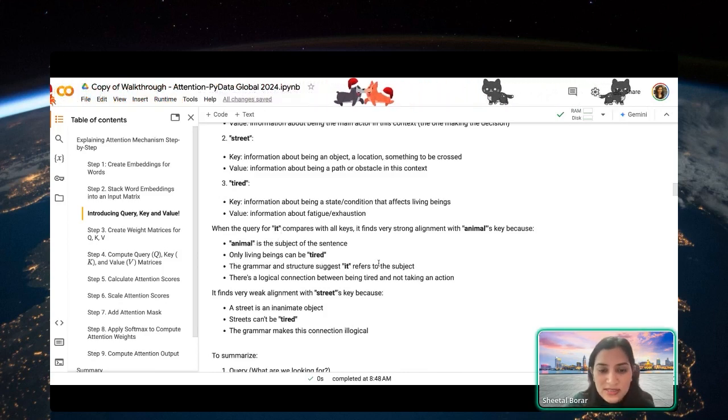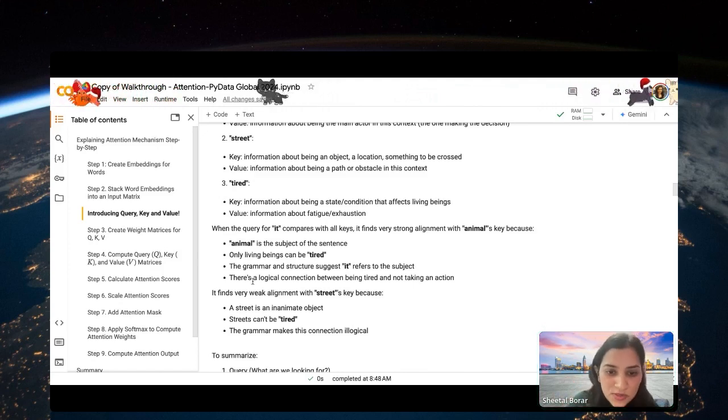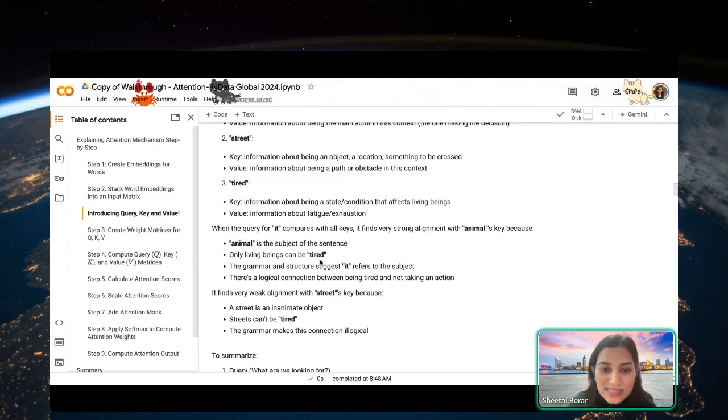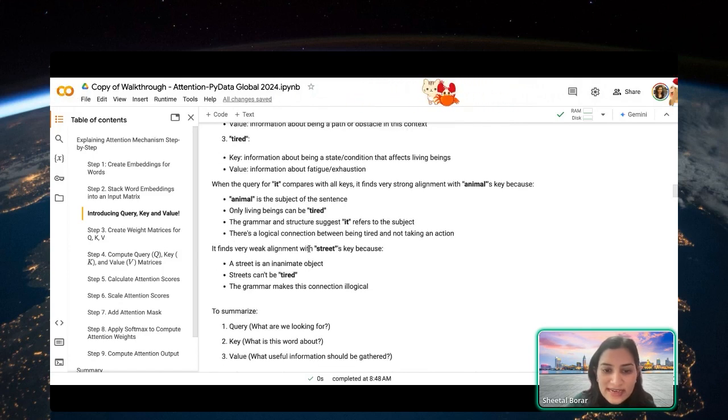The grammar and structure of this specific sentence suggests that the word it is related to the subject, who is a living creature. So that is why, through this logical connection, the machine would be able to understand that it is related to animal here. It finds a very weak alignment with street because, firstly, street is an inanimate object and it cannot be tired.